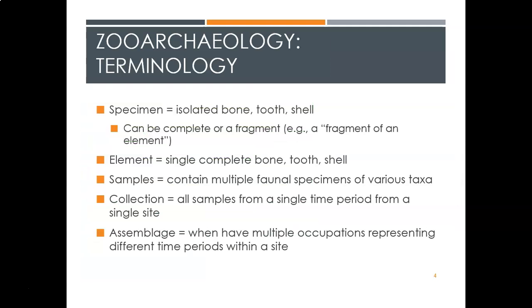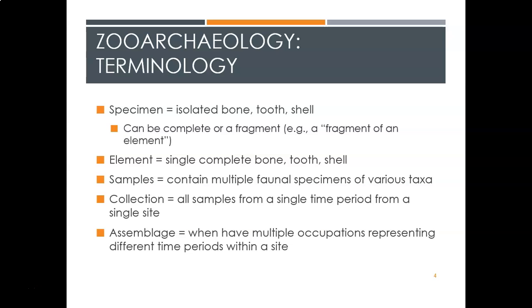Okay, so again, some terminology we're going to be talking about. Some of the key terminology I'll be using is specimen, which is when we have an isolated bone, tooth, or shell. It can be a fragment or it can be complete. Typically, when we talk about elements, they are complete. Fragments, of course, are not complete.